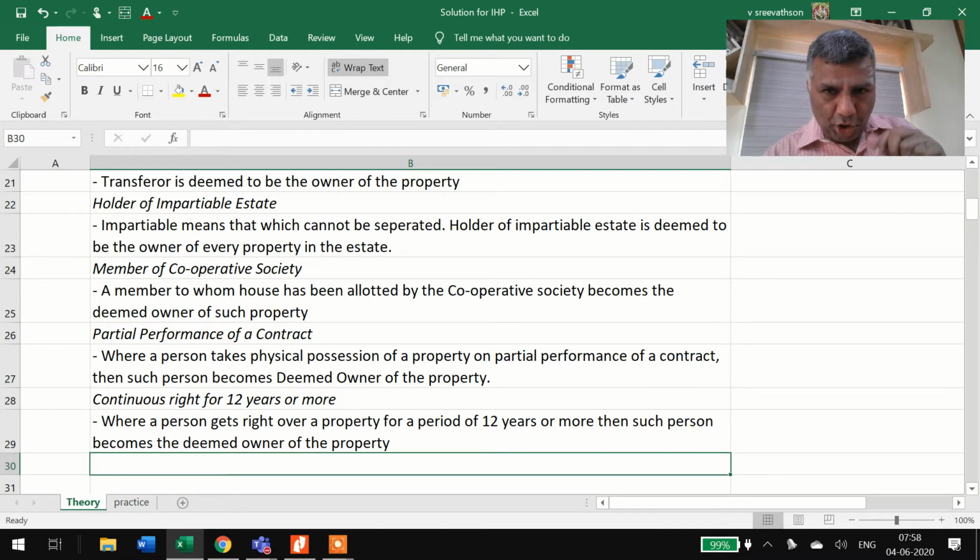Now you are also deemed owner. You in turn let it out. I gave you land, you build a building on it, and you in turn let it out to various people. So you are also, for you, whatever income you get is also taxable under income from house property. Okay, sir.